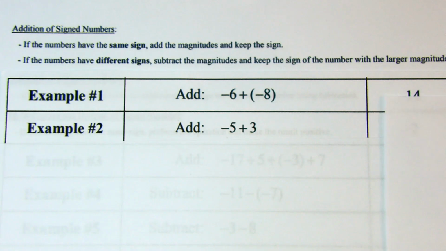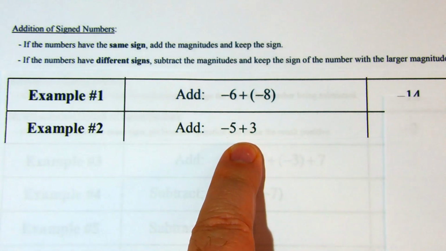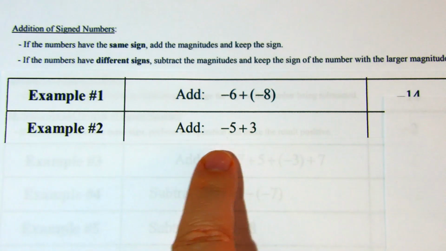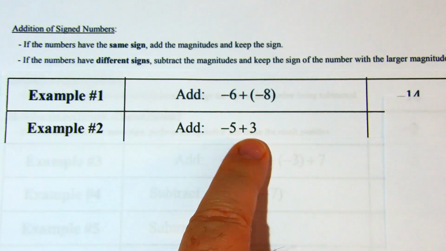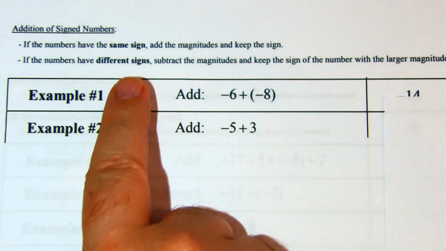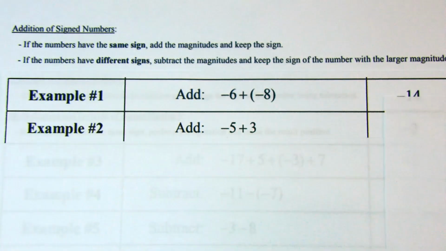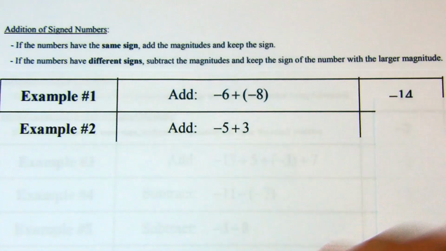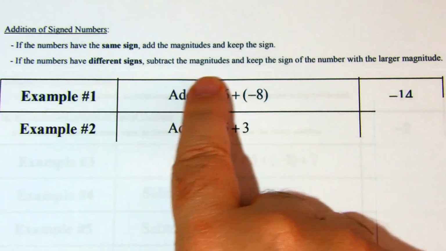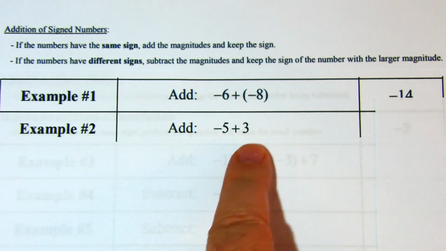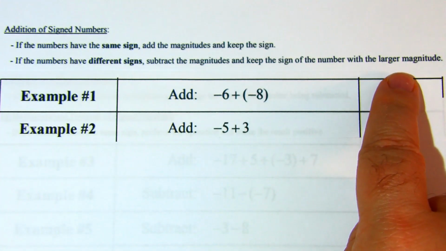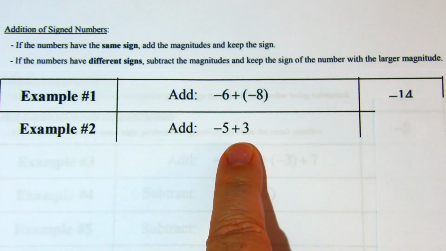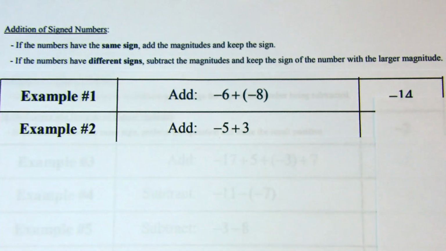It says add negative 5 plus 3. So this time we have different signs. This one's a negative 5, but we're adding just a regular 3, so that's a plus 3. It says if the signs are different, you subtract the magnitudes. So I subtract the 5 and the 3 and get a 2, and then I keep the sign of the larger number.